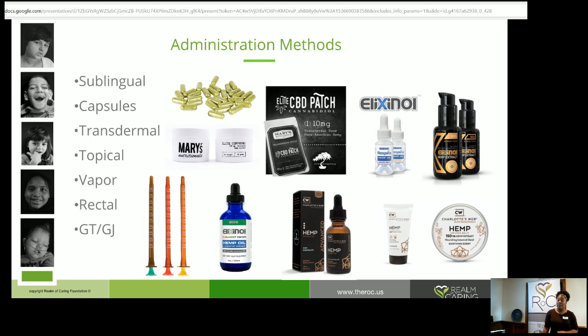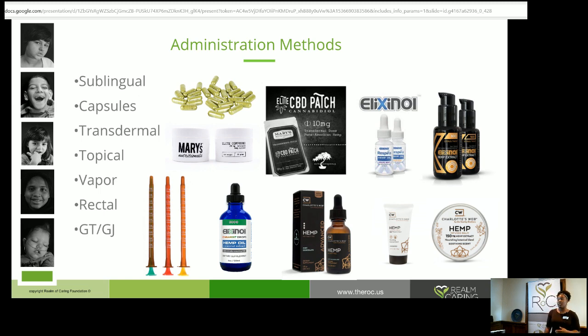Another method is transdermal. So when we think of transdermal, we're talking about something that's going into the bloodstream. A good example of transdermal administration methods are patches. Mary's Nutritionals and Mary's Medicinals makes really great patches. I personally love them. I don't think they say that they're waterproof, but I take a shower with them and they're still stuck on until I'm ready to take them off.